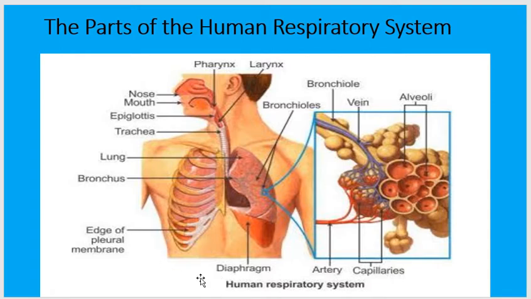And here is the edge of the pleural membrane. Inside this pleural membrane there are the rib cage and this diaphragm. So these are the parts of the human respiratory system.